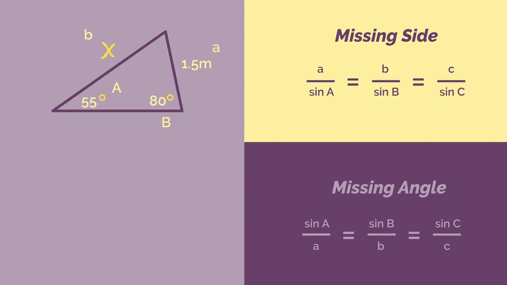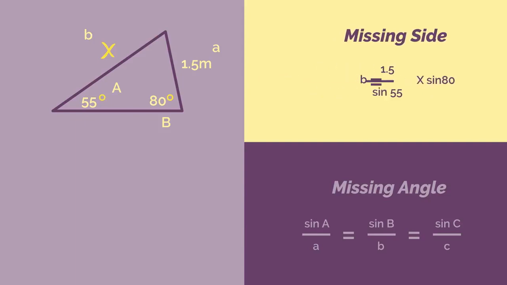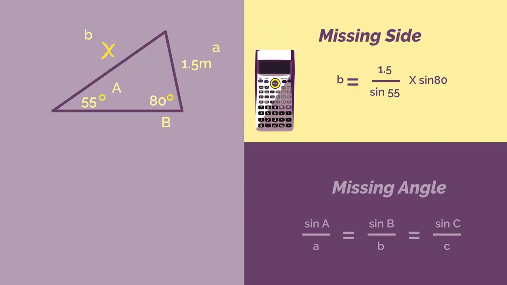So we just substitute in the numbers and we get 1.5 divided by sine 55 equals b divided by sine 80. So to get b on its own, we do some simple rearranging by multiplying both sides by sine 80. And then these ones cancel each other out and we're left with b equals 1.5 divided by sine 55 multiplied by sine 80, which we can enter into our calculator. And this gives us 1.8 metres.